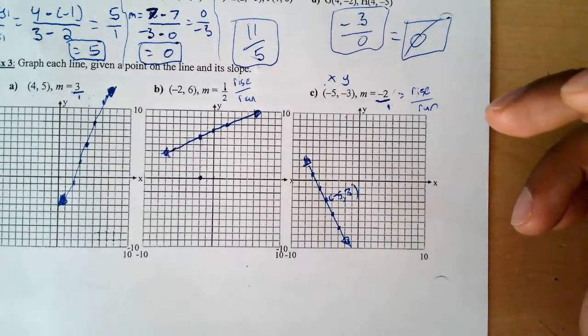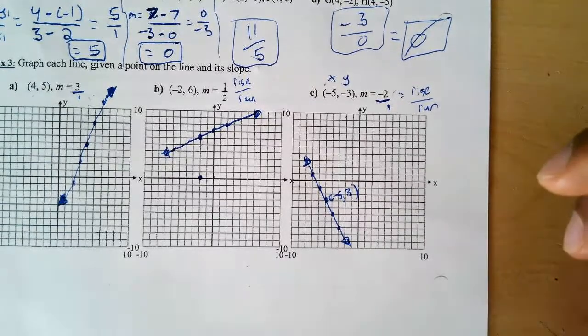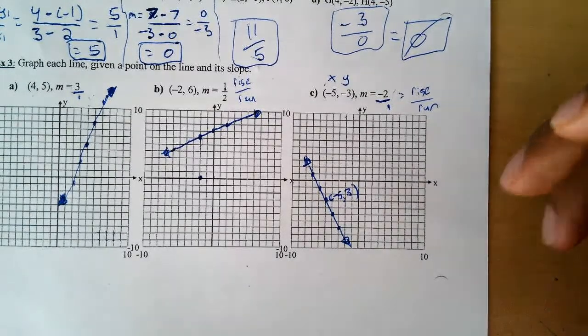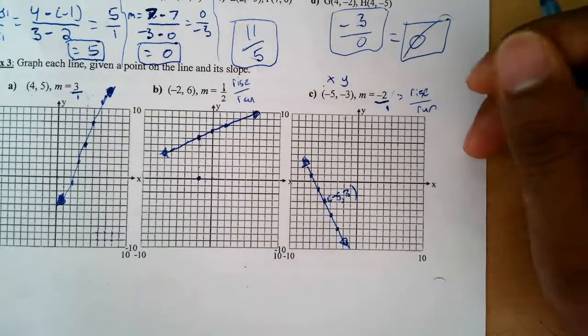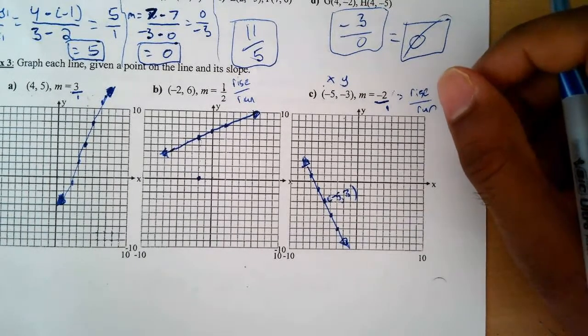So for homework, you're going to do some chapter 5 review questions on 5.1, 5.2, 5.3, and some 5.5 work as well.